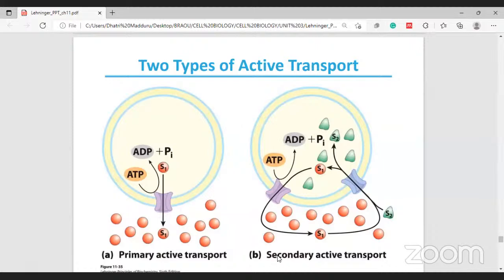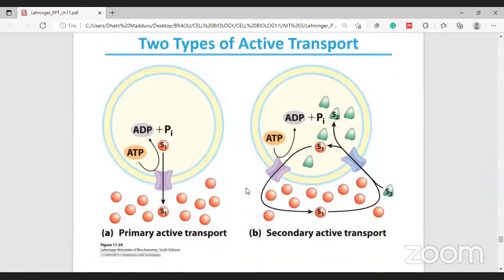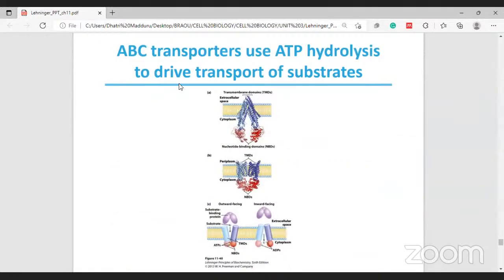Whereas in secondary active transport, again with the same dissociation of ATP to ADP and Pi, this will be released outside, and at the same time other molecules also enter inside. So first, moving outside is facilitated by ATP hydrolysis, whereas the same molecule along with another molecule can enter inside by a symporter mechanism. So we have ABC transporters, which use ATP hydrolysis to transport the substrates.